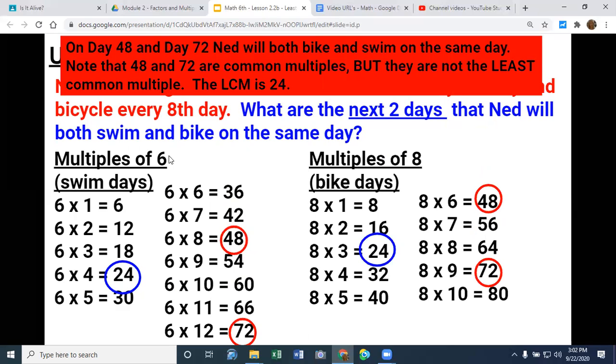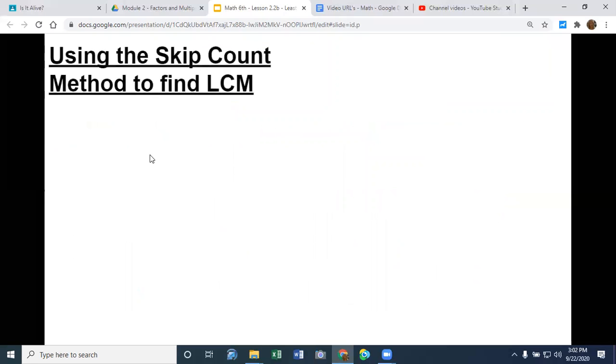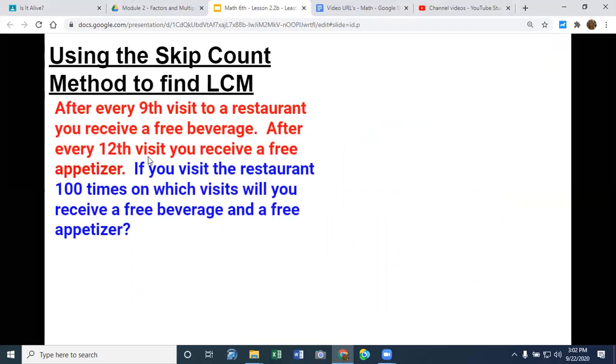Note that 48 and 72 are common multiples, but they are not the least or the lowest or the smallest common multiple. The smallest one is 24, the first one that we found. Okay, let's look at the skip counting method to find the least common multiple. We talked about it a little bit. Let's try it with this problem.